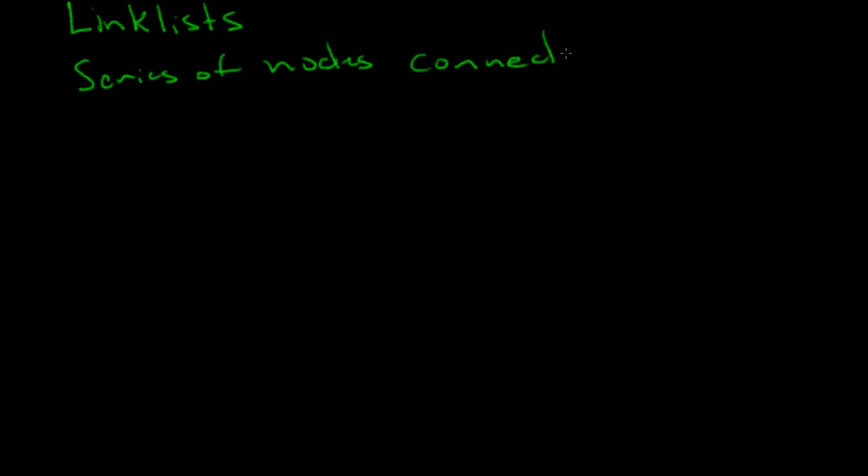Okay, so in this video, I'm going to start talking about the abstract data type called linked lists. Right, so what's a linked list? A linked list is a series of nodes that are connected in a chain. Right, so what do I mean by this?